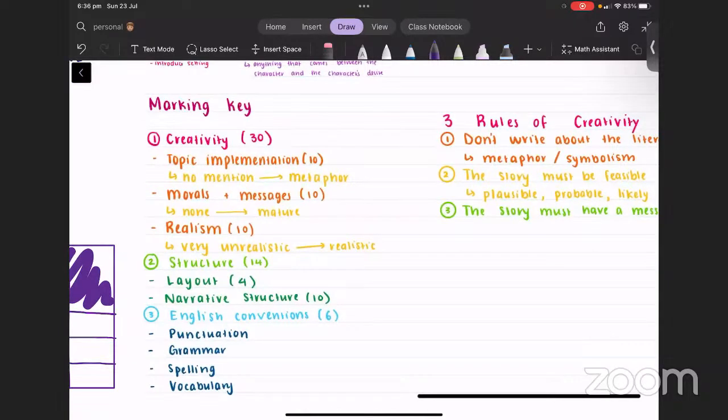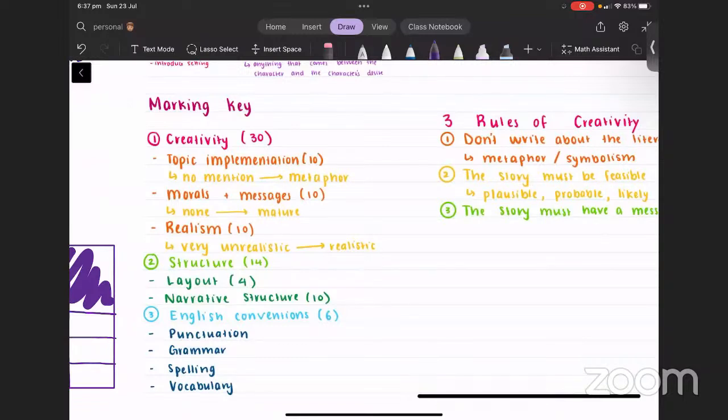So in the GATE marking key, not the GATE, but the Loyola marking key, which we have seen to reflect how things are done in the GATE exam, we have 30 marks for creativity, 14 marks for structure, and I think 6 marks for English conventions.